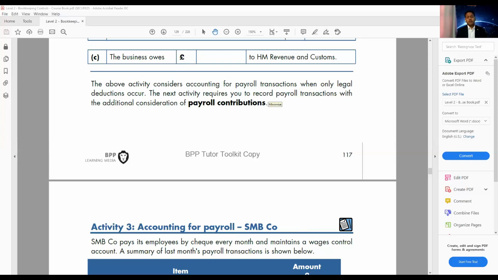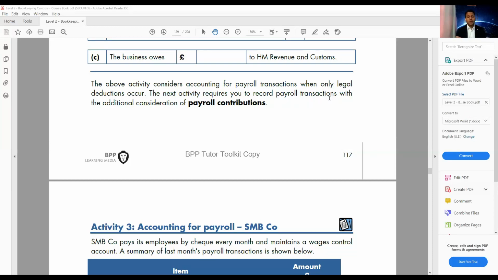So basically, chapter number 5, as we discussed before, is all about recording the payroll journal. When we pay wages and salaries to our employees, what journals do we record in our system? We have seen some journals like the wages expense account, wages control, net wages paid, HMRC liability, and the trade union as well.